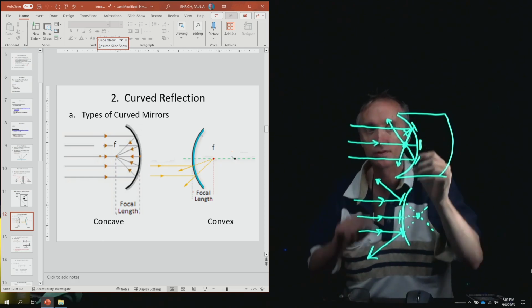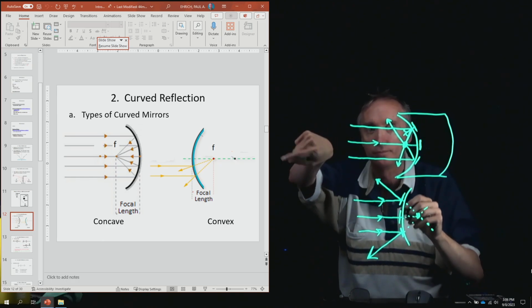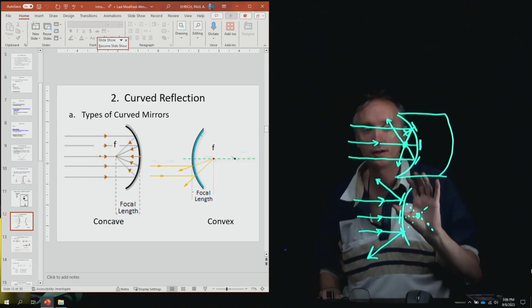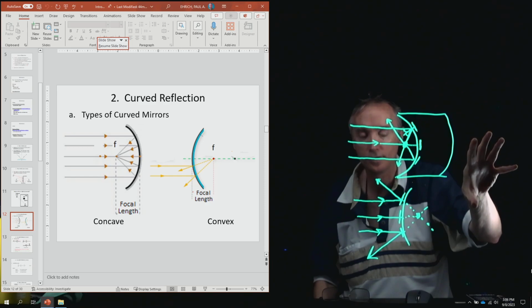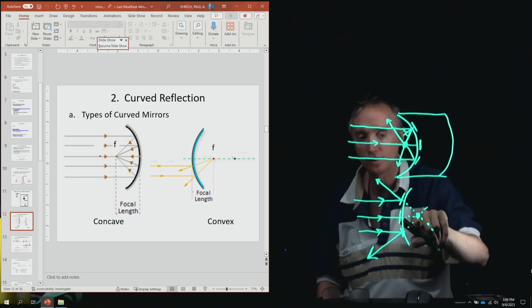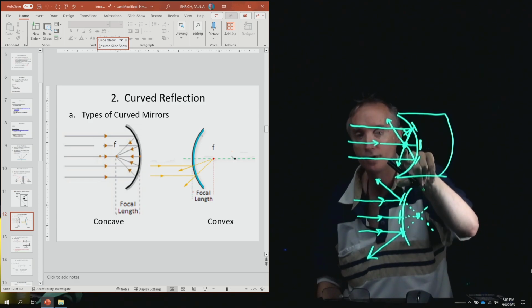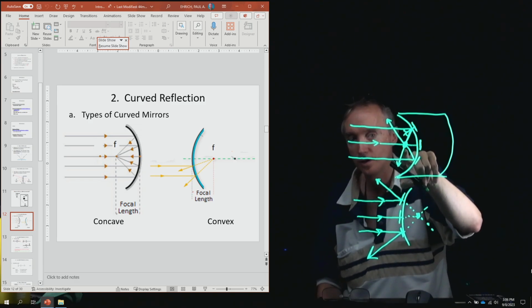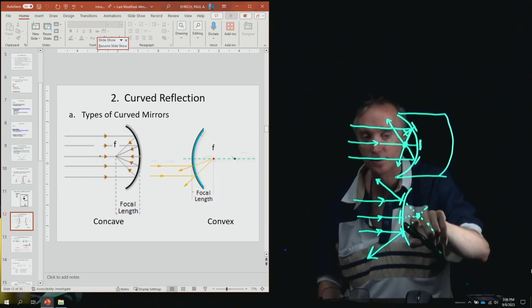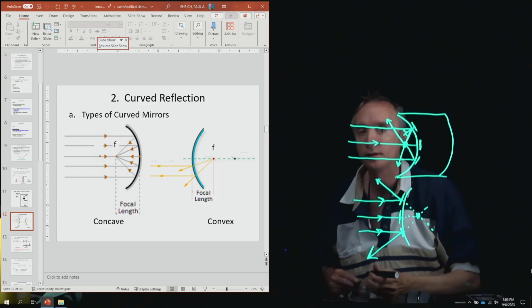So the focus is on this side of the mirror for the concave, and this focus is on that side of the mirror for the convex. Now you can't reach behind the mirror, so that means that this is going to be a virtual focus, but this one over here is a real focus. You can actually physically touch that, but you can't touch this one because it's behind the mirror.